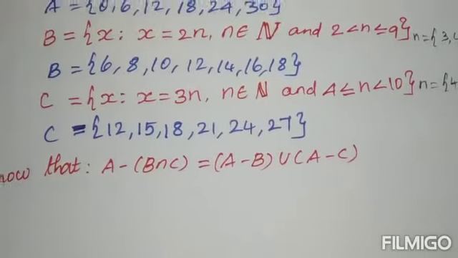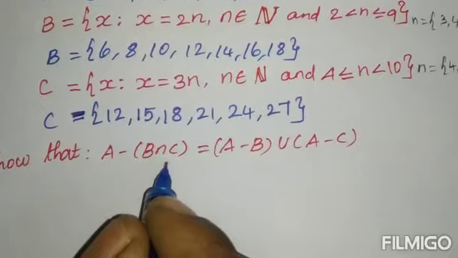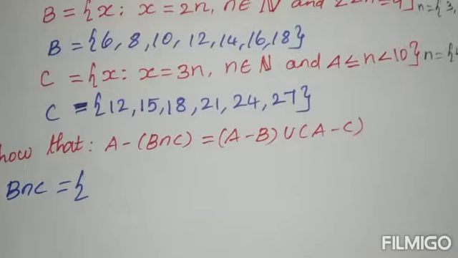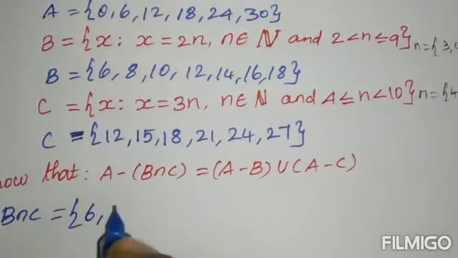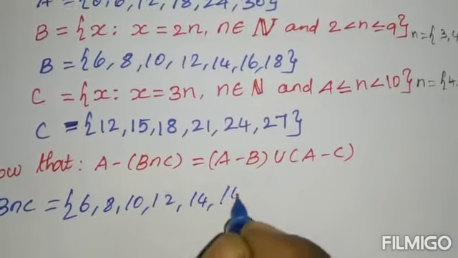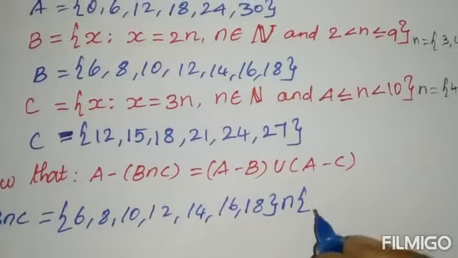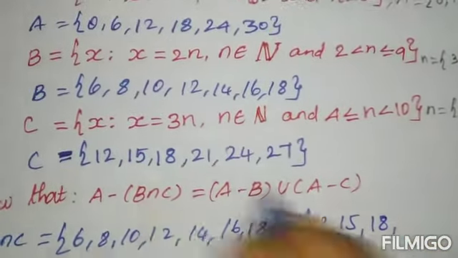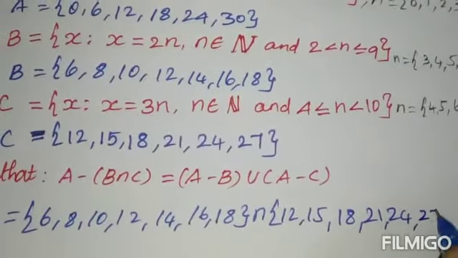So first we have to find the LHS. Left hand side we have to find out first. So from the left hand side, first we have to find B intersection C. So B intersection C is equal to, first listing the elements of B. The elements of B are 6, 8, 10, 12, 14, 16, 18. Then the elements of C: 12, 15, 18, 21, 24, 27.